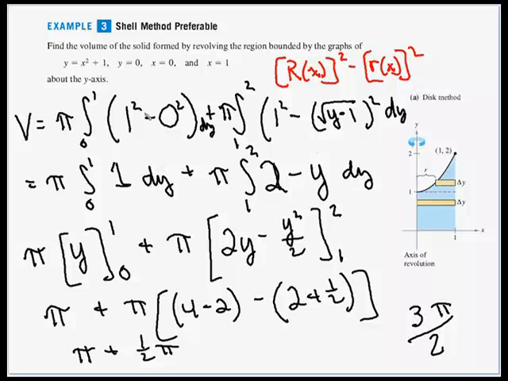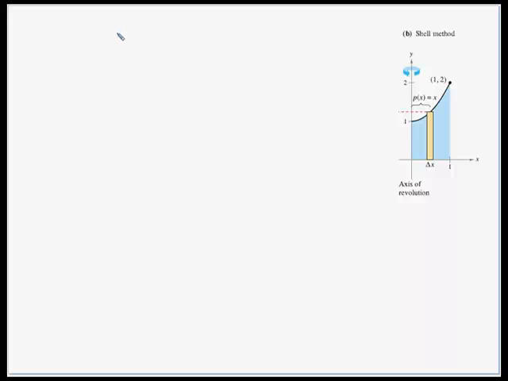You know, not too bad, but it was a double integral, and we integrated from 0 to 1 and 1 to 2, so that was a little bit of work. Let's try the same problem with the shell method. So now we're going to do the shell method.